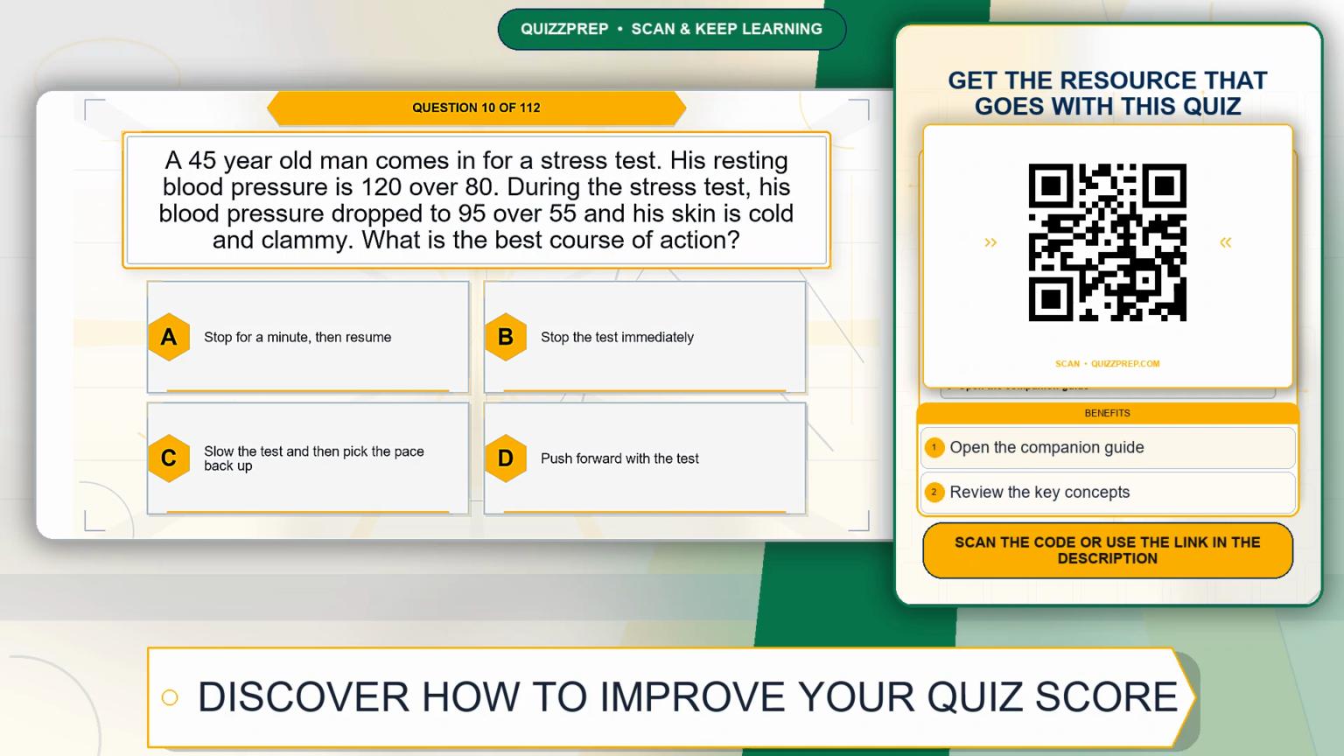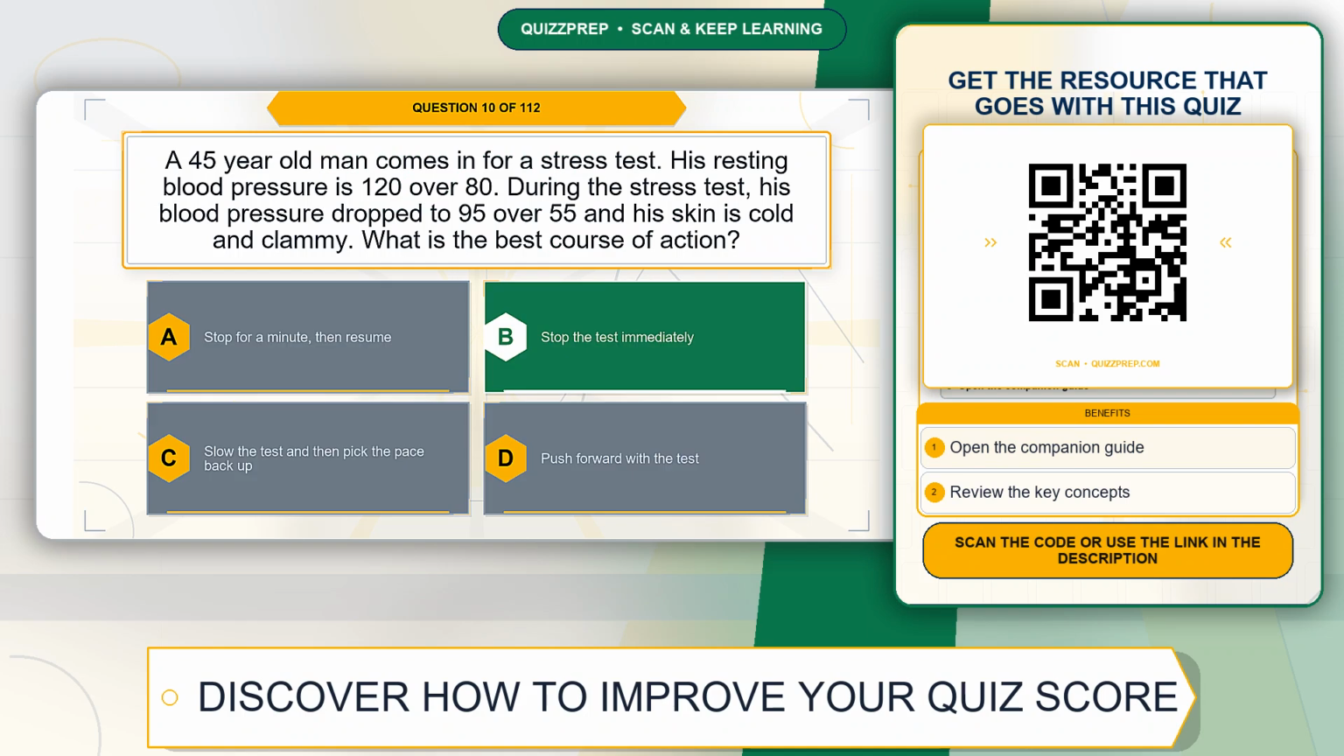Question 10. A 45-year-old man comes in for a stress test. His resting blood pressure is 120/80. During the stress test, his blood pressure dropped to 95/55 and his skin is cold and clammy. What is the best course of action? Option A. Stop for a minute, then resume. Option B. Stop the test immediately. Option C. Slow the test and then pick the pace back up. Option D. Push forward with the test. The correct answer is Option B, stop the test immediately.